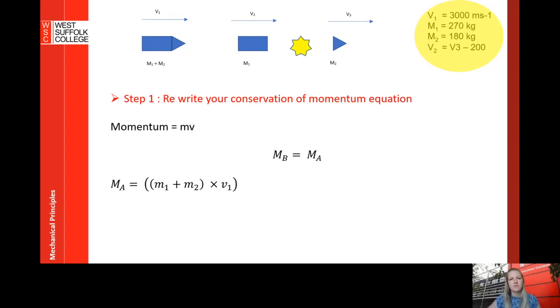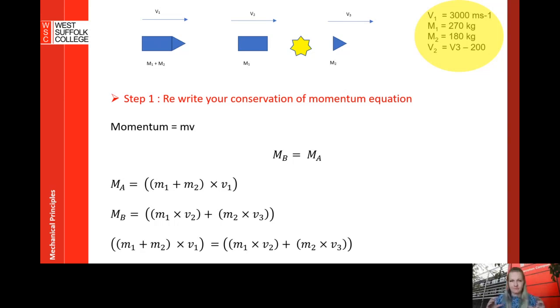So my mass A is equal to my M1 plus my M2 times V1. I have then also got my mass B, which is equal to M1 times V2 plus M2 times V3. So all I'm going to do now, guys, is just put that into my mass B is equal to my mass A. Nothing new here. I'm just going to write it out fully, which will then give us this equation. I'm going to then use that to go on to my next step.